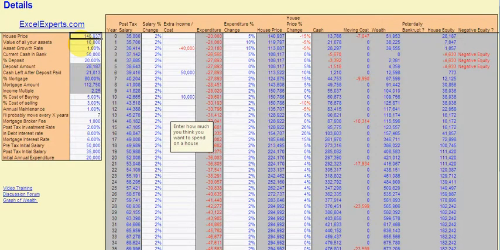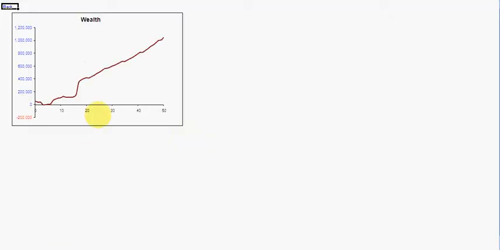on a house. This is a basic calculator, but it gives you an idea of the kind of trouble you can get into if things turn bad, and you can also enter your own house price change for many years. It can be cyclical, or you can enter a single rate for the whole thing. Here's the graph of your wealth in this case.